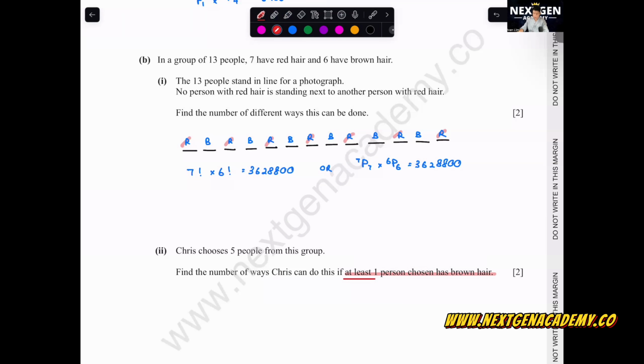So remember, for at least, you take the opposite statement, which is no brown hair. No brown hair, we can also say it's all red hair. This is how we interpret it. When they say at least, normally you take the total, that means all possibilities, minus this negative statement. So I want you to write down here: all possibilities minus all red.